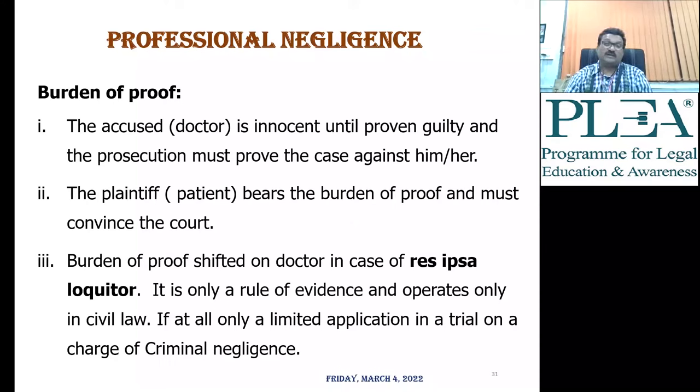Now, there is a condition that is res ipsa loquitur. What does it mean? It means the fact speaks for itself. In such cases, it is the onus of the doctor to prove that he is not guilty. Now, what are the cases under res ipsa loquitur? One example I have given: instead of doing cataract surgery on the affected right eye, an ophthalmologist is operating on the left eye. So that fact speaks for itself. In that case, the doctor has to prove that, yes, I am not guilty of this offense. But in all other cases, it is the complainant who should prove that the doctor is guilty in such alleged negligence.